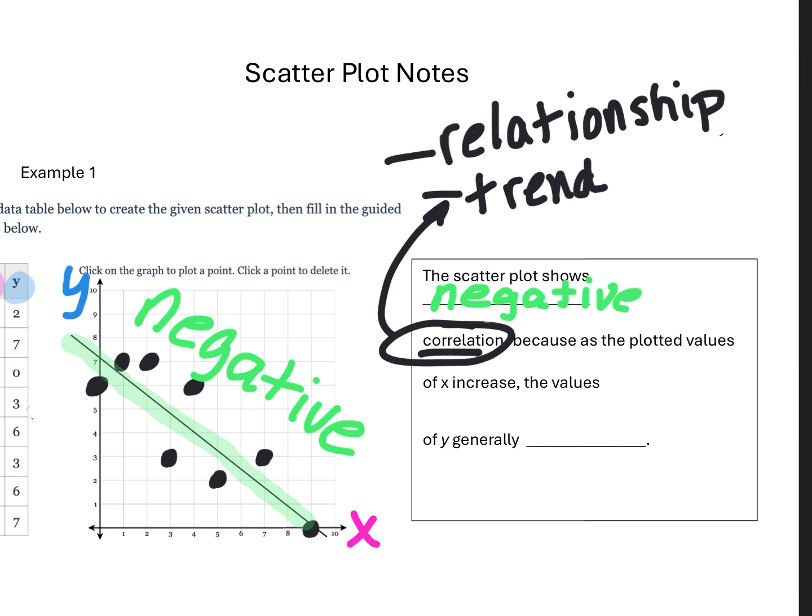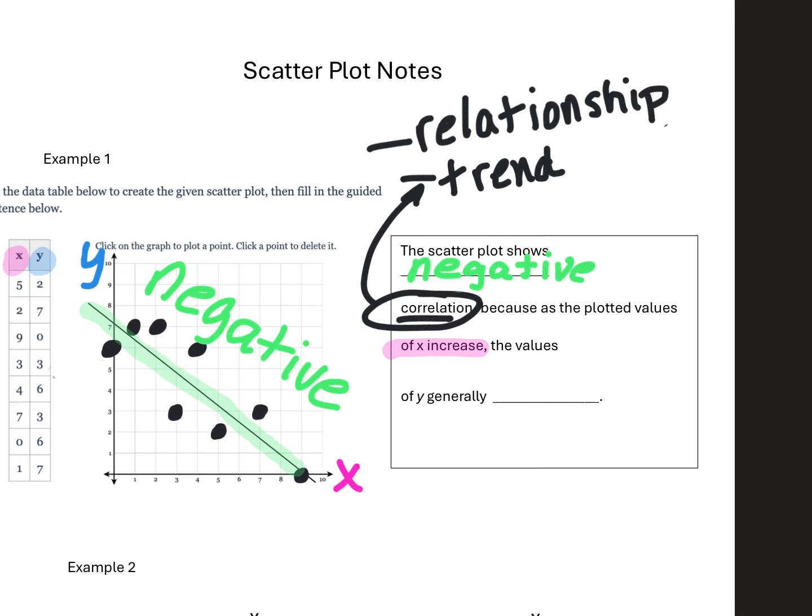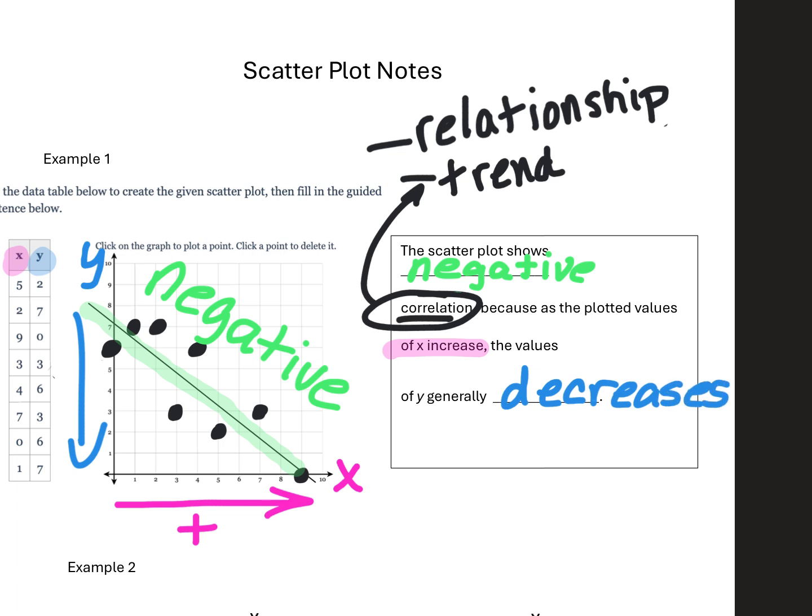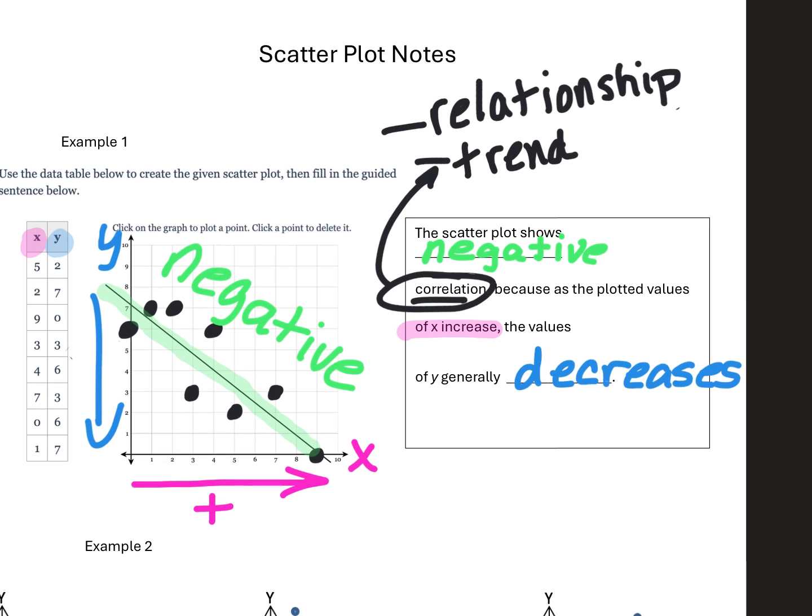And that is because as the x increases, so as the x gets larger, moving in that direction, the y value is generally decreasing. So it has a negative correlation because as the x goes up, the y coordinate goes down or decreases.